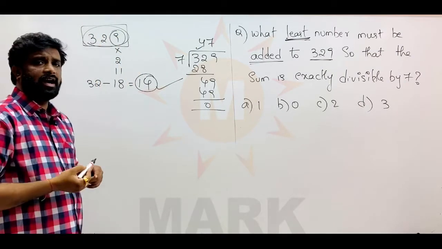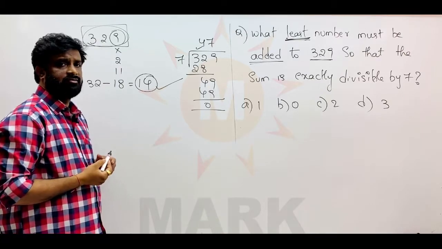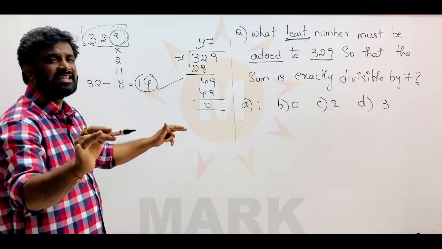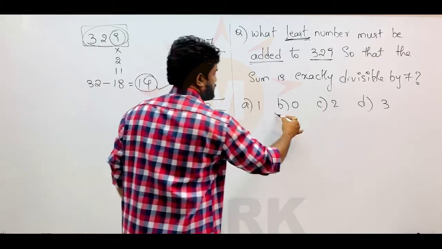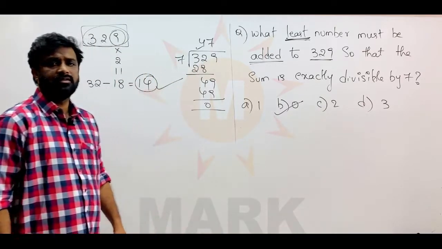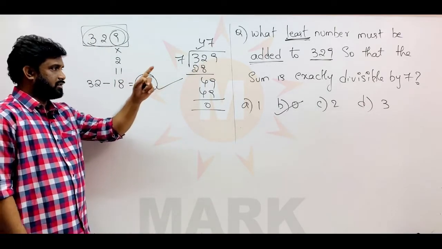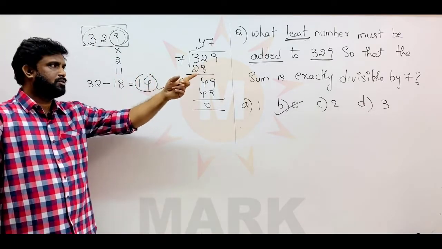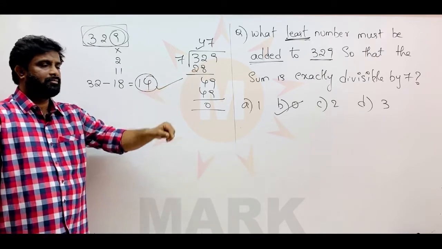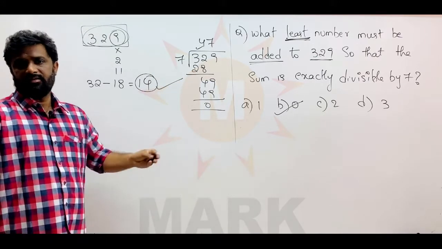So nothing should be added or subtracted because it is exactly divisible by 7. So the answer will be 0. Option B is the correct answer for this question. 0 should be added, that means nothing should be added, to 329 so that the sum is exactly divisible by 7.